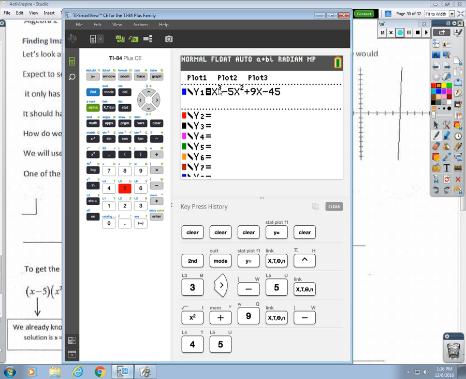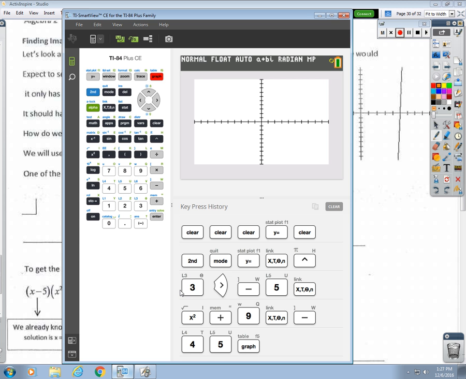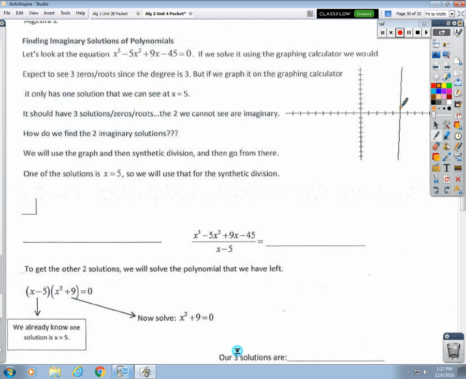Now, degree 3 polynomials have how many zeros? How many? 3. That's why they're degree 3, because they have 3 zeros, which means they either cross through or bounce or flatten out, totaling up to 3, correct? Well, we're expecting 3 zeros, but when we graph it, we only see 1. And where does that 1 zero occur? Positive 5. Okay, and see, that's a picture over here of that positive 5.